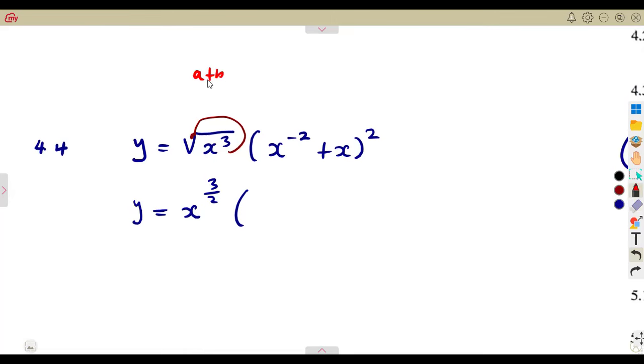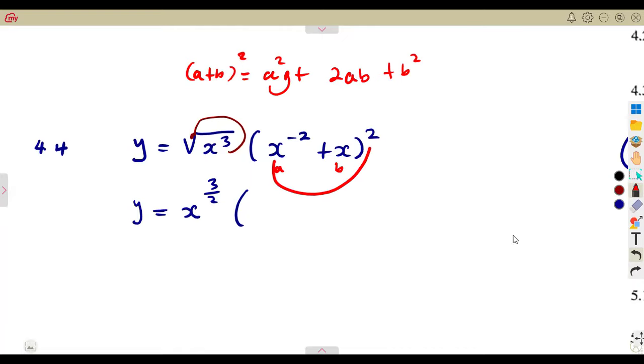Remember, I say that (a + b) squared is the same as a squared plus 2ab plus b squared. So our a, this is our b. So it's supposed to be a squared, which is this number to the power of 2. So that's (x to the minus 2) to the power of 2. What are you going to have? Power and the power, we multiply 2 times minus 2, which is what? Minus 4.